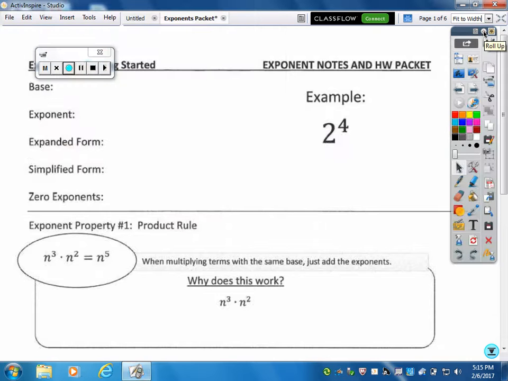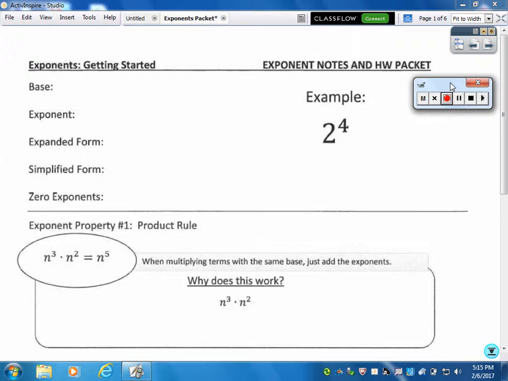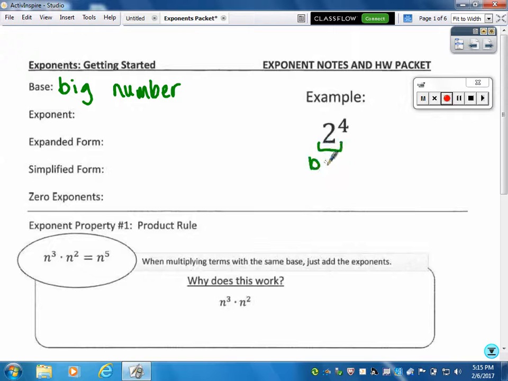Alright, today we're going to talk all about the exponent properties. So let's get started with, do you remember all the parts of an exponent? For example, do you know what the base is in this example over here? And the base is the big number. So let's label that real quick. This 2 right here, that's the big number, that is the base. That's the number that's getting multiplied.